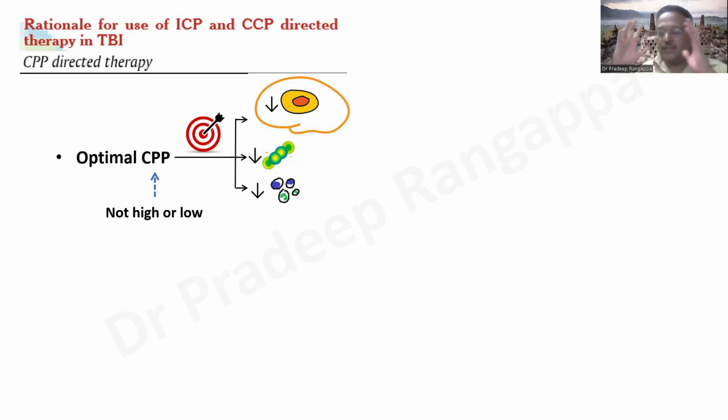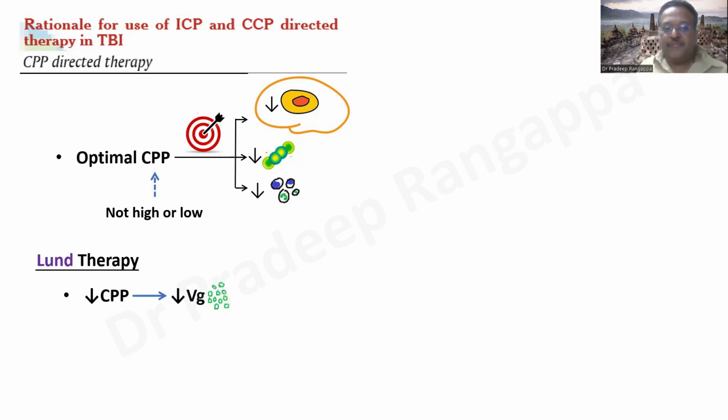It should not be very high. So the number for all the trainees to bear in mind is CPP to be maintained 50 to 70. There is huge debate whether 60 is better or 70 is better, but definitely not more than 70, not less than 50 is your take home message. So Lund therapy says that if it is more than 70, it causes vasogenic edema. So our whole intent should be to keep CPP less than 70.